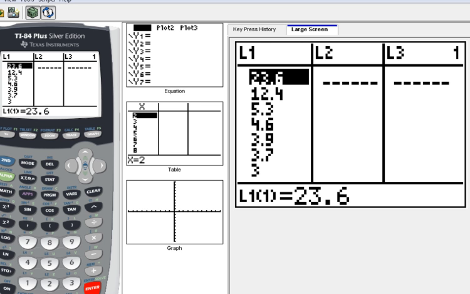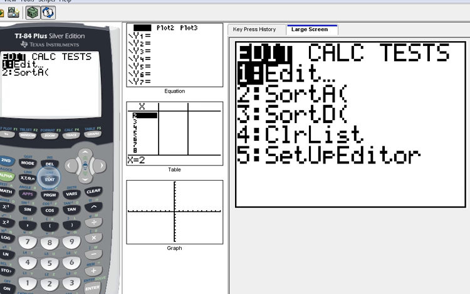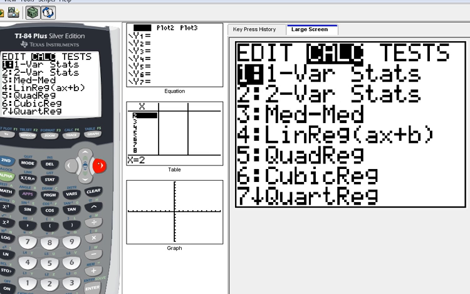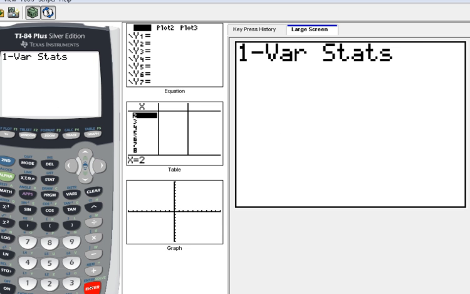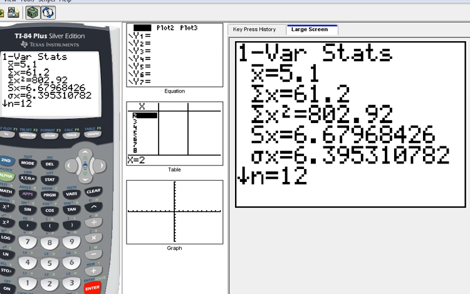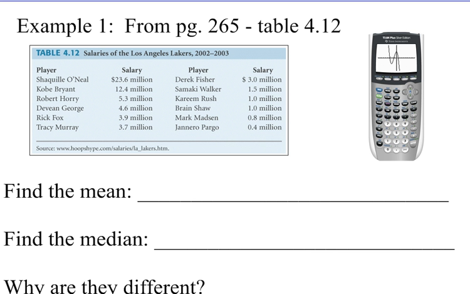And to find my mean and my median, I'm going to go to Stat, Calculate, and then one variable statistic. So I hit Enter there, hit Enter one more time, and you'll see that my X bar there is 5.1. So I know that my mean is 5.1, so that's 5.1 million, right? So the mean for the Lakers salaries is $5.1 million. That's the average salary they're giving their players that are on the roster.